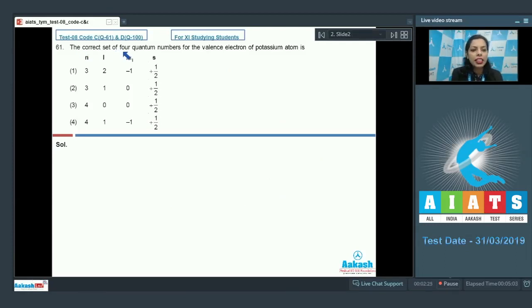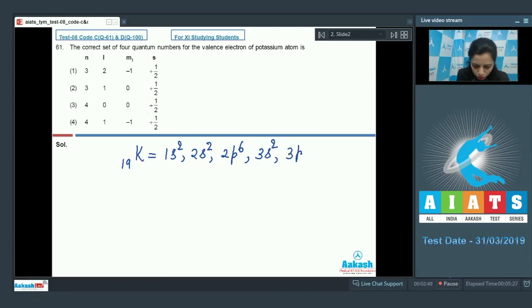The correct set of 4 quantum numbers for the valence electron of potassium atom is... If we talk about potassium atom, atomic number is 19. And let's write the electronic configuration to obtain the quantum numbers for the valence electron. So the configuration is 1s2, 2s2, 2p6, 3s2, 3p6 and the 19th electron or the valence electron 4s1.